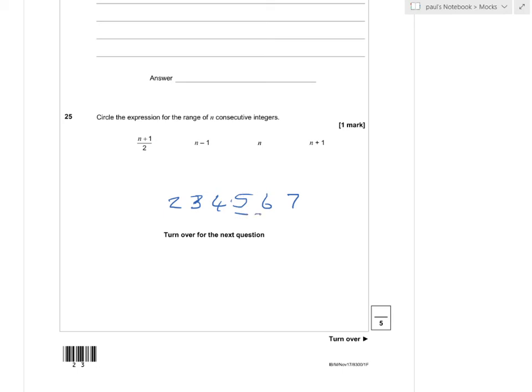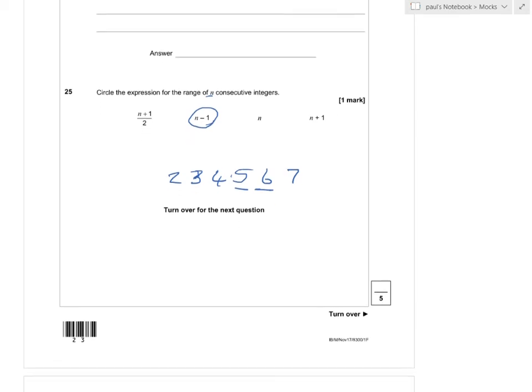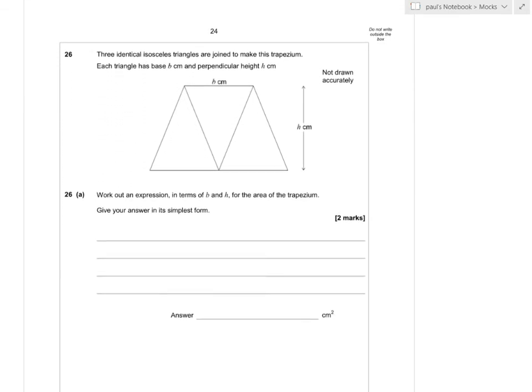Say we do that and that. So the n consecutive, so that will be 2, and the range of these 2 numbers is just 1. So if you had 3 numbers, the range of those 3 numbers would be 2. So it's n, the number of numbers, take away 1.